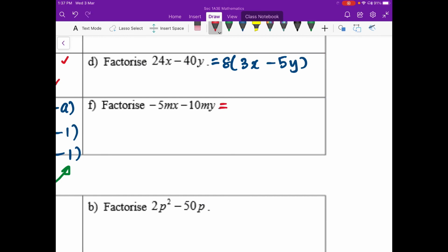5? 5 or negative 5? Negative 5. Okay, negative 5 is a common factor. Any more common factors? M. So we factorize out negative 5m. We're left with x plus 2y. Yes. So do a quick check. Expand. Okay, I get negative 5mx. Correct. Do a quick check. I get negative 10my. Correct.